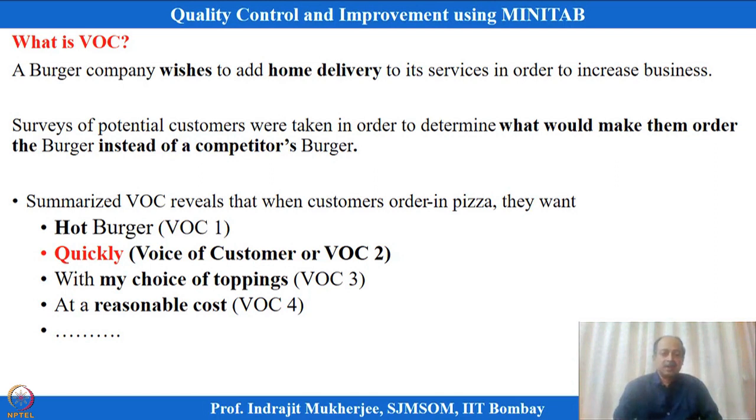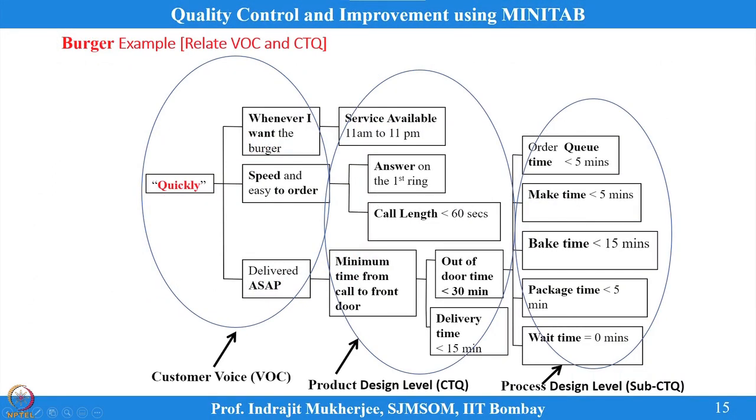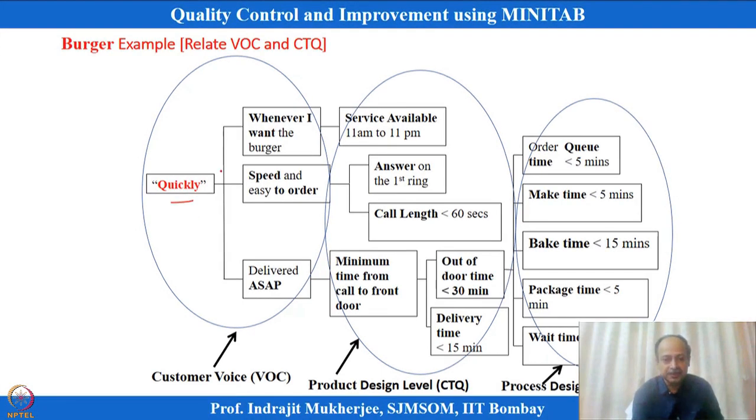But we are trying to see how a voice needs to be addressed. So we will take only one of these voices, that is quickly, and try to understand how this voice is addressed by companies. I want it quickly. Whenever I think of the characteristic quickly, which is the voice of the customer, it can have sub voices. Whenever somebody thinks about quickly, it means whenever I want it, I should get it. Then speed of the deliveries, speed of the orders, can be another dimension. And as soon as possible can be another dimension. So the voice of the customer can be subdivided into sub voices.